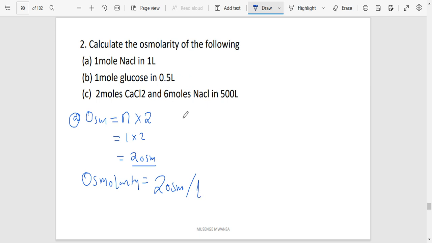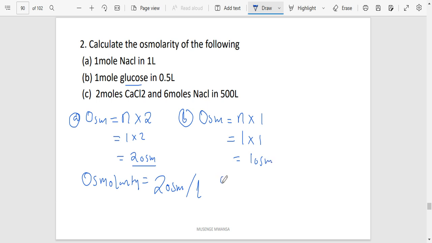And then for the next one, B, let's calculate the number of osmoles. The number of osmoles is going to be the number of moles times the number of particles. Now, glucose, does it dissociate? It is a non-dissociating molecule, meaning that the number of molecules it forms when it dissociates is just 1. So the number of moles is 1 also, times 1. So this is going to be 1 osmol.